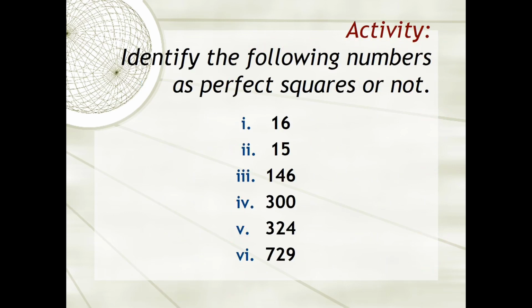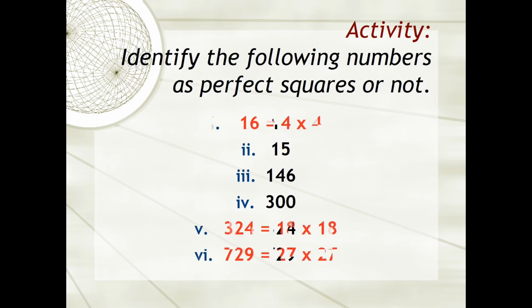So now in this next activity, we can use our list or calculations to figure out whether Roman numerals 1 through 6 are perfect squares or not. Now you might remember some of these may be on your list, but others were not. A square is the result of multiplying a number by itself. So 16 is a square because 4 times 4 is 16. 324 is a square because it's 18 times 18.